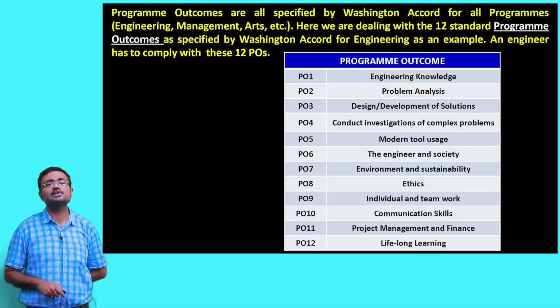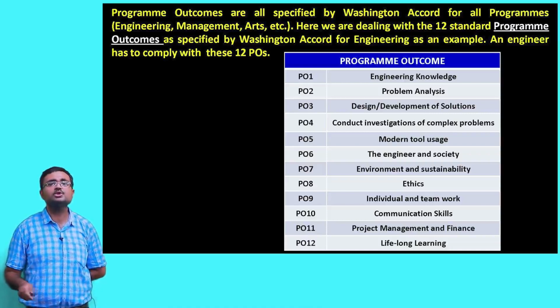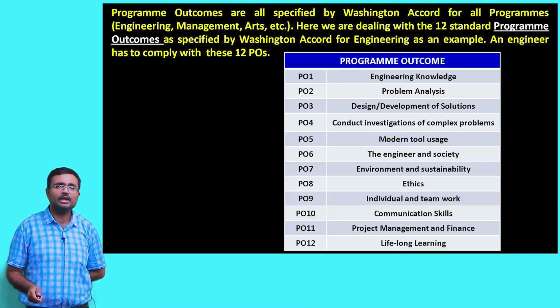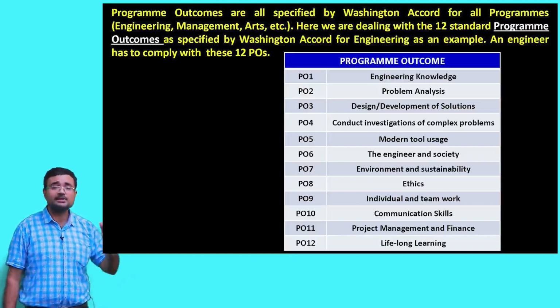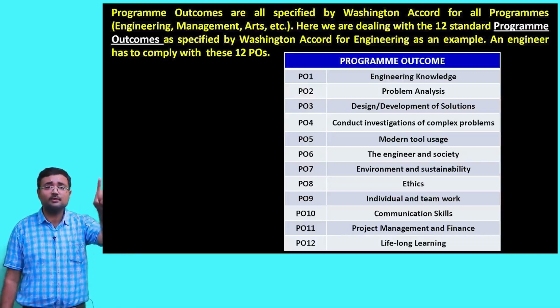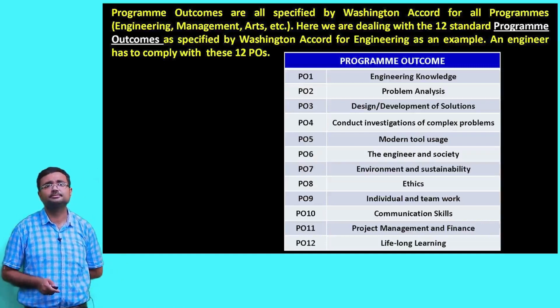PO7, environment and sustainability. PO8, ethics. PO9, individual and teamwork. PO10, communication skills. PO11, project management and finance. And PO12, lifelong learning. It means these are the 12 outcomes for the engineering program given by Washington Accord.